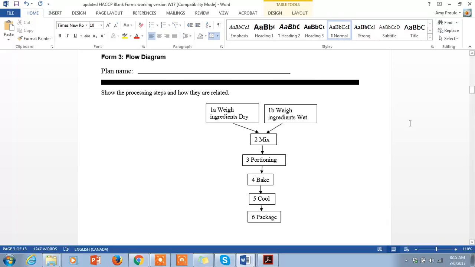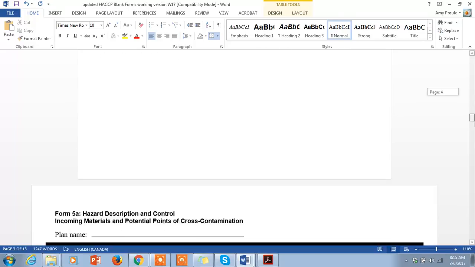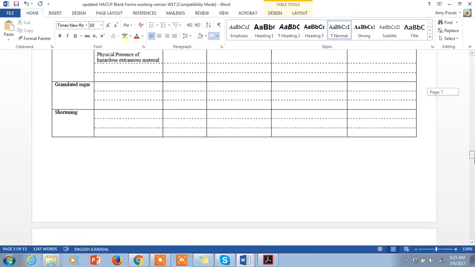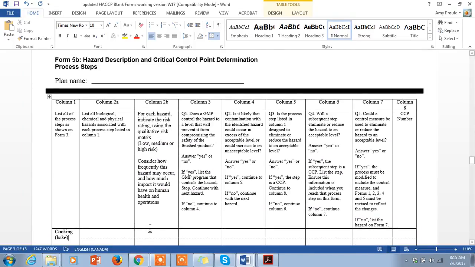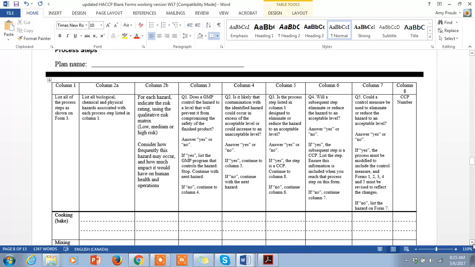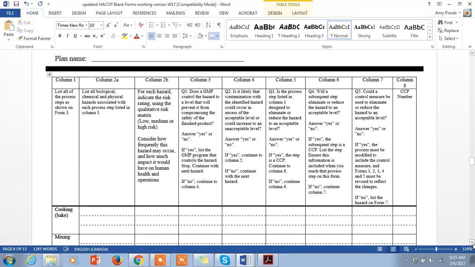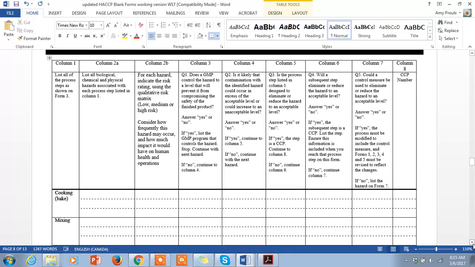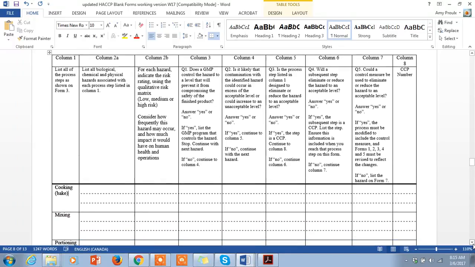So in Form 5B, you are taking the contents of Form 3 and transferring it over to your Form 5. Now, there we go, Form 5B. List all of your processing steps as shown on Form 3. Now, I have taken some liberties here because I want to make sure that we have a variety of different steps that are relevant and are going to help take us across this entire decision-making tree.